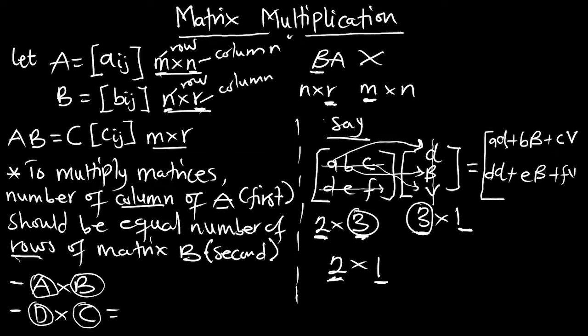So this is the size of it. So we have 2 rows and just a single column. Are we okay? So the rule is established. Let's look at real life examples where we can perform these operations.